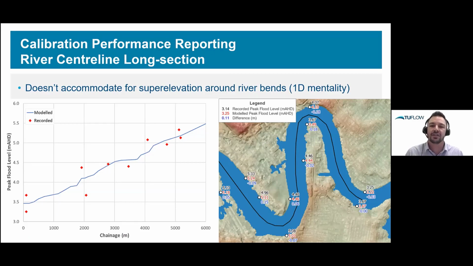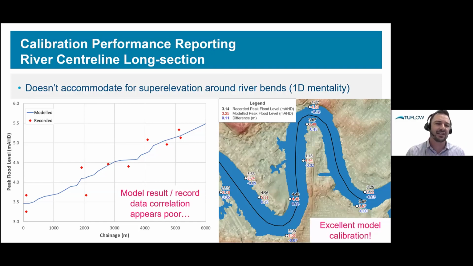River centerline long sections. These were very common with 1D models. In a 2D sense, they can be a little bit misleading. So if you look at that graph on the left, that's plotted from the downstream end of the river reach on the right up to the upstream end. And you see there's a lot of scatter in the points, and the model result is sitting between there. So you'd say it's a good calibration, but it's hard to say how good it is.